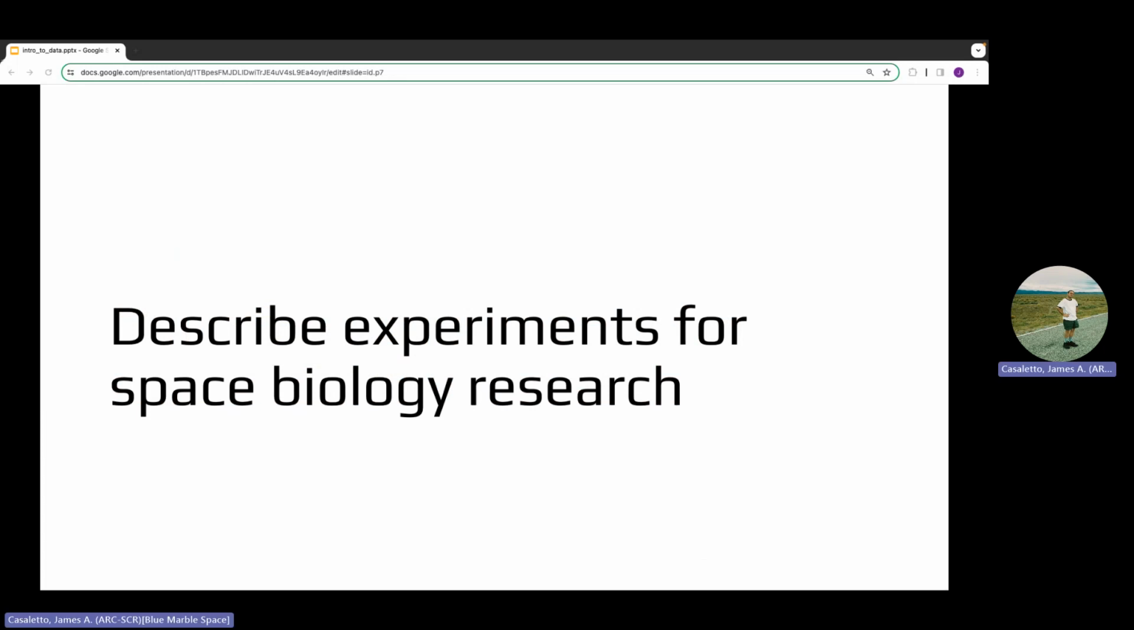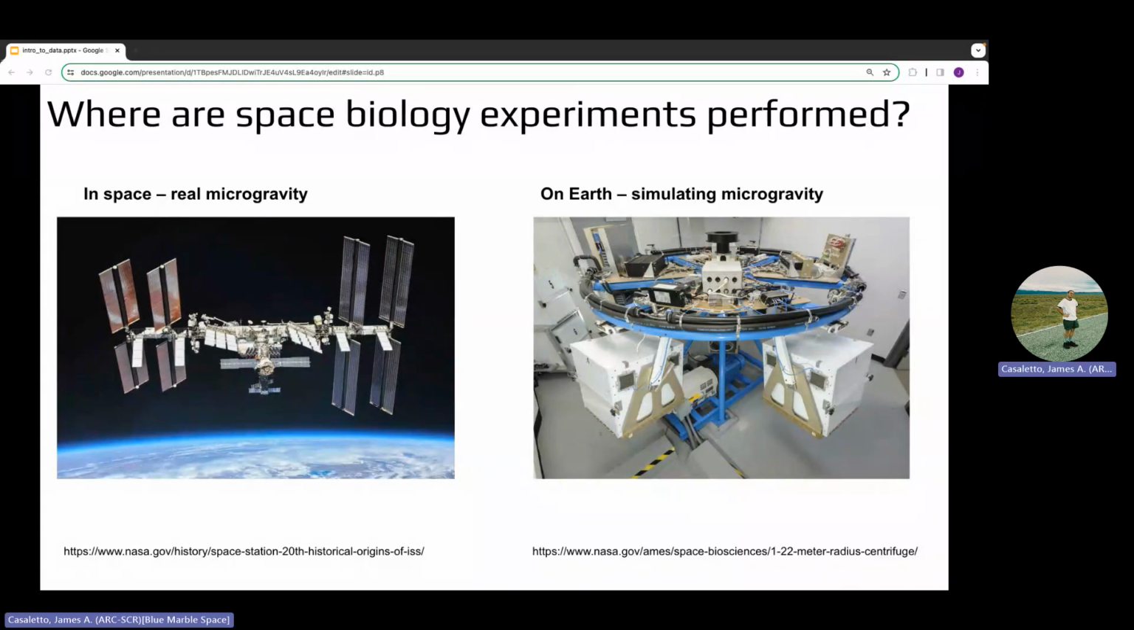In this section, we describe how experiments are conducted in space biology research. The best space biology experiments are conducted in space, but they are also the most expensive. The International Space Station has been in low Earth orbit since 1998 and conducted thousands of space biology experiments using all those model organisms we discussed earlier. But each experiment only has a few samples because there's such a high cost of transporting them, conducting the experiments, and returning those organisms back to Earth.